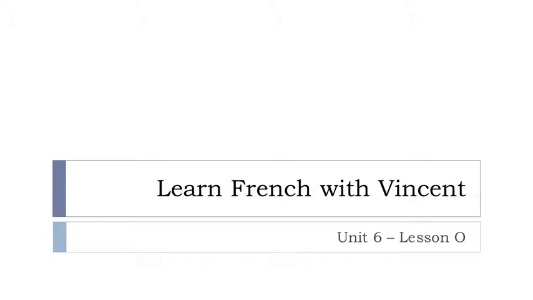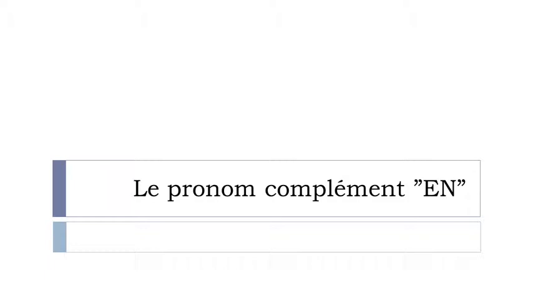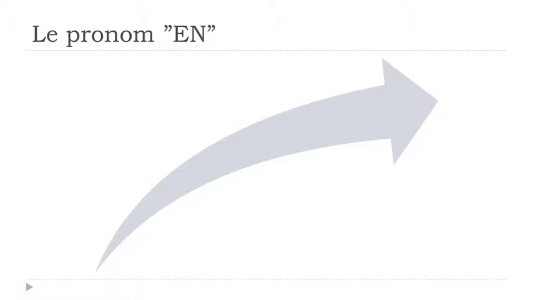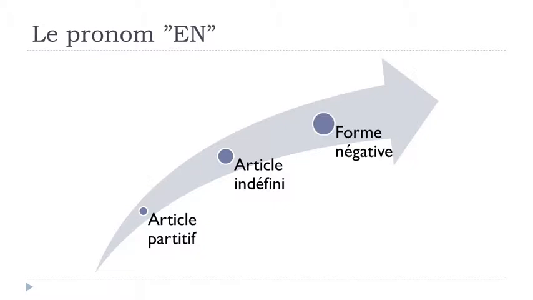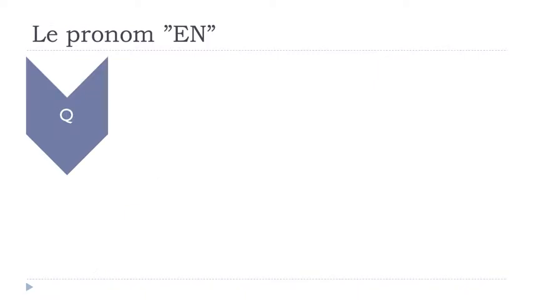And in this lesson we'll discover together le pronom complément en. So let's see now. We can use this pronom complément en whether with an article partitif, so this "some" concept, or it can be an article indéfini, a. In English, it would be un, une, or it can be in the negative form. So that's what we'll see. And then we'll start first with l'article partitif. Okay, so let's see now how we can make it.